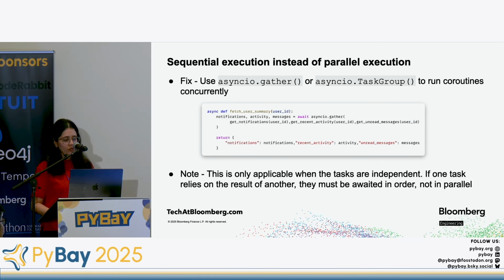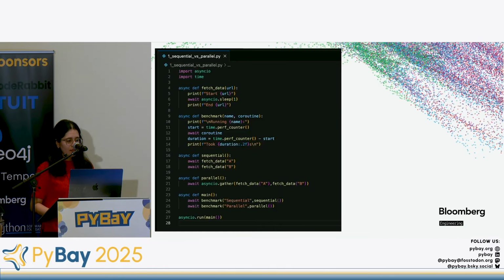One thing to note here is that this is only applicable when the tasks are independent. In this case, all these three tasks were independent of each other. If one task relies on the result of another, then they must be awaited in order and not in parallel. Now we're going to look at a live demo comparing sequential versus parallel execution.